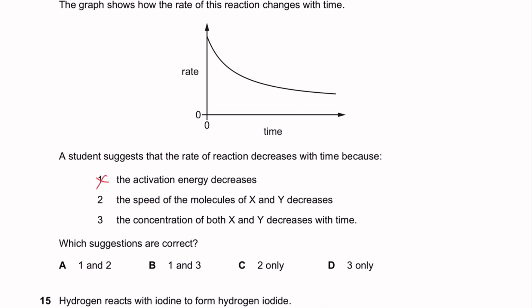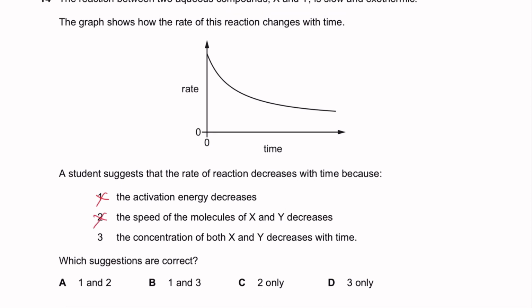The speed of the molecules of X and Y decreases. They are not talking about the speed, so it's also wrong. The concentration of both X and Y decreases with time. As you can see in the graph, it's a decreasing gradient, so it's correct. So the correct answer is D.